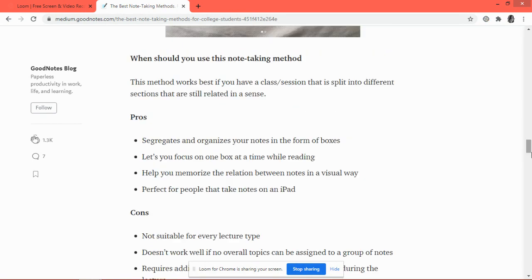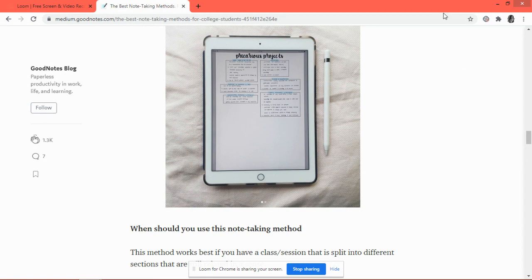But I do a version of this. If something is important when I have notes, I circle it or I star it, and that lets me know that if I'm studying for a test, I need to go back and look at that specifically.